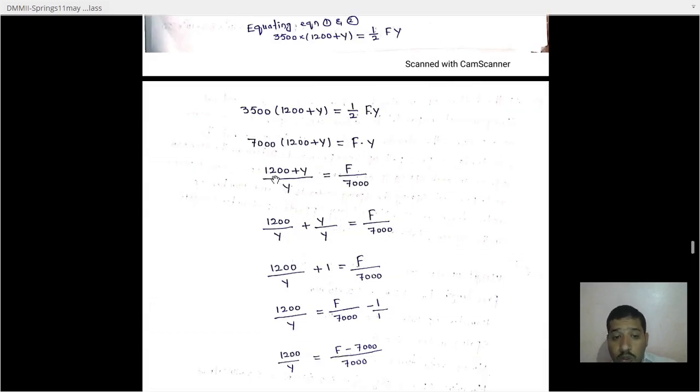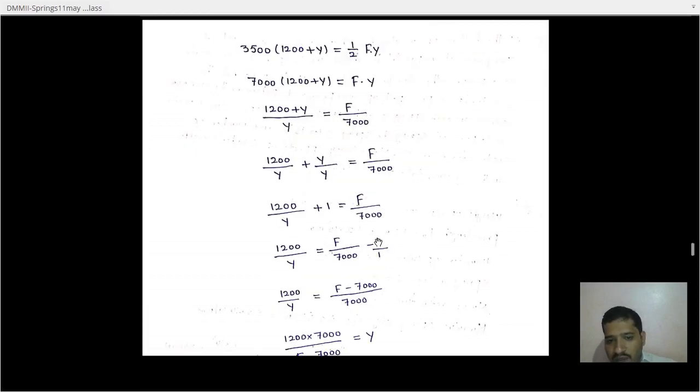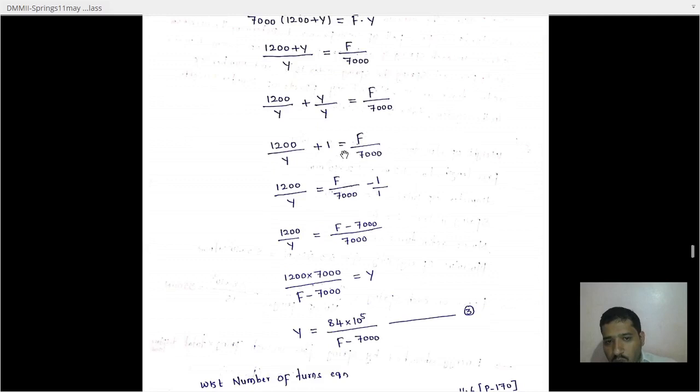After that, you need to separate the numerator values over the denominator value y. 1200 by y plus y by y equals F by 7000. This y and y will cancel. The remaining should be how much? 1. So 1200 by y plus 1 equals F by 7000. If this 1 is moved toward the right side, it becomes -1, because here it is a positive sign. So 1200 by y equals F by 7000 minus 1.